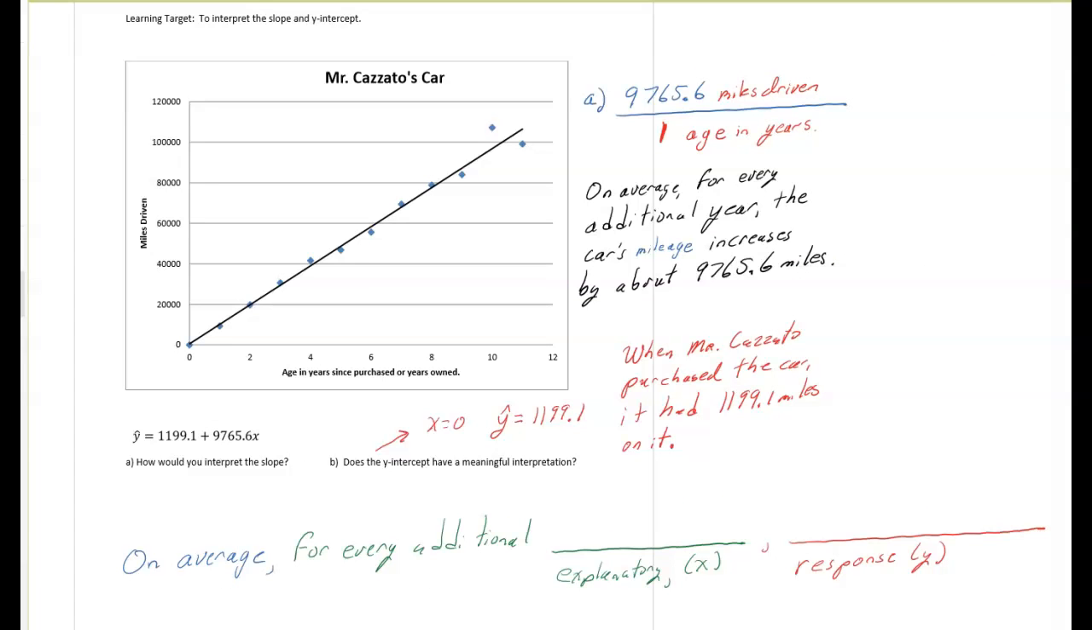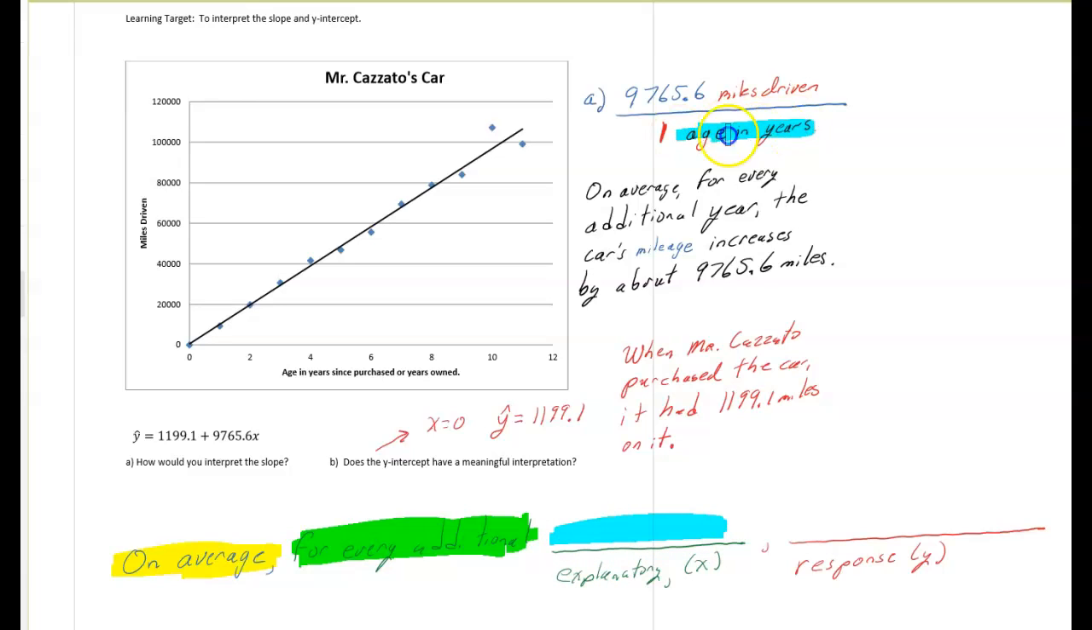So let's summarize what we learned. Down at the bottom of the page, I kind of put the template that I want you to understand. When you interpret slope, you always include the following components. On average. Second piece, for every additional, and then at that point you talk about the explanatory or the x variable. That's the denominator. So in this case, it was age in years. I'm highlighting that in blue also. And then you talk about the response variable, which is the numerator. So there's 4 components when you interpret slope.